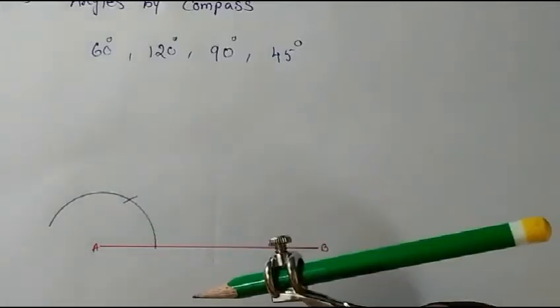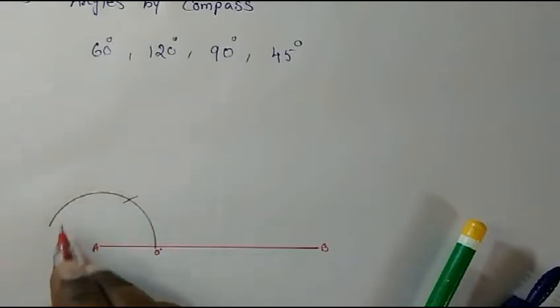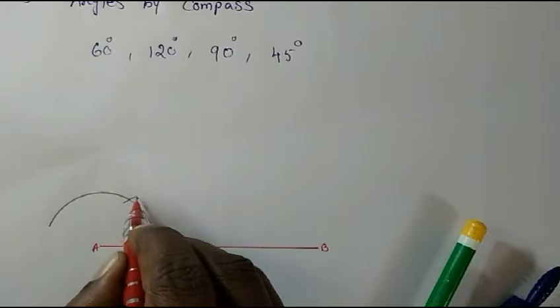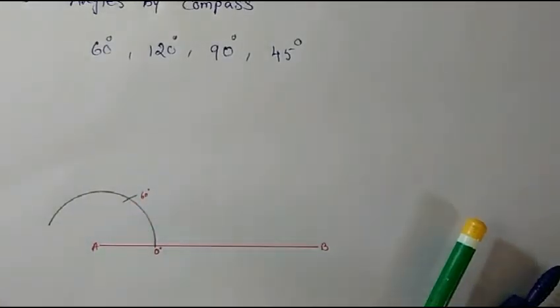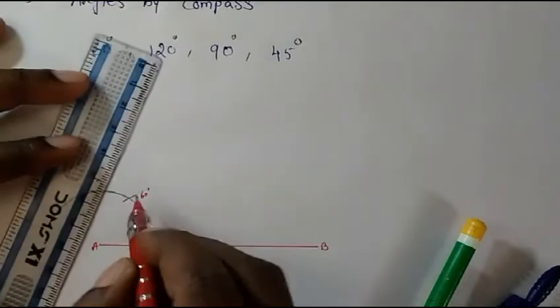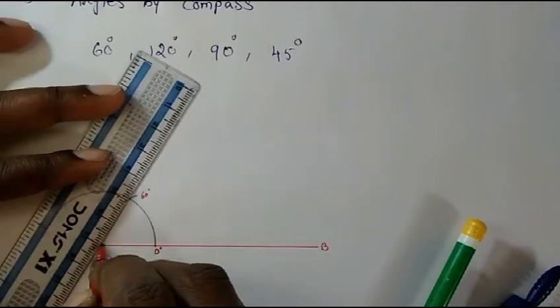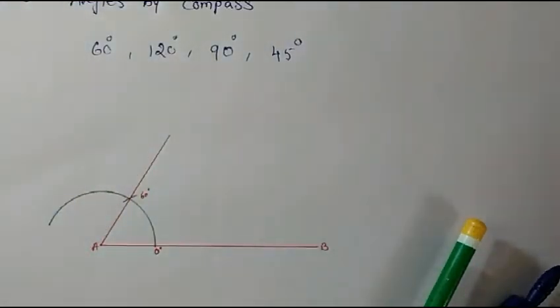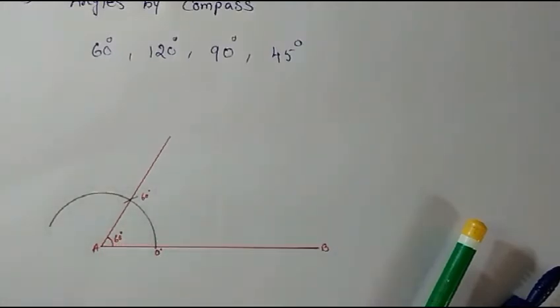This is 60 degree because it starts here, it starts at 0 degree. The arc starts with 0 degree. So the first cut that you gave will be 60 degree. So if you want 60, then you can just join this line with point A. This angle that is formed will be 60 degree.